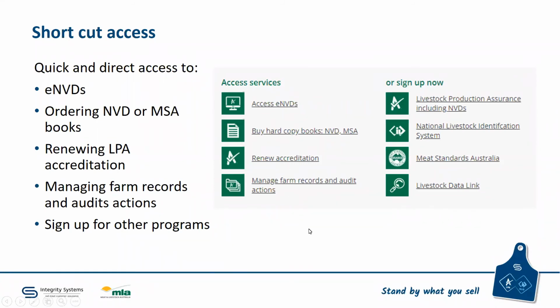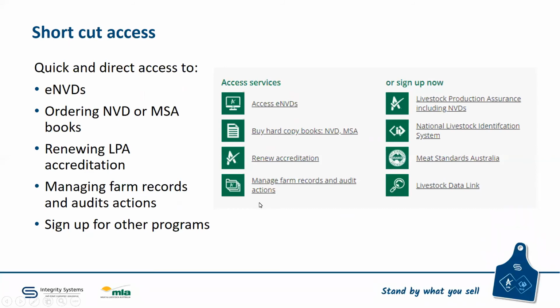So if you're coming in and you want to generate an eNVD, just click on Access eNVDs and it will open up on the eNVD page. The same as buying a book, click on that, and you'll open straight up into your LPA account on the page that you need to be on. The same for renew accreditation, and the same for managing your records and audit actions.